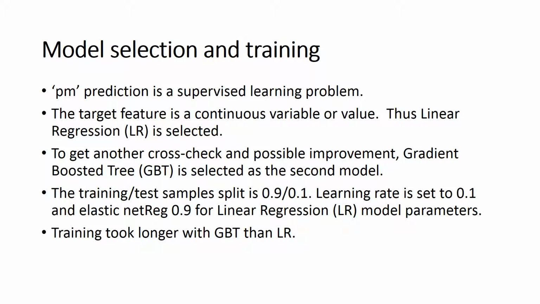The training and test sample split is a change from the default of 0.8 to 0.2 to 0.9 to 0.1, and I tuned the learning rate to 0.1 from 0.3 and the elastic net regularization parameter to 0.9 from 0.8, giving it a little bit more lasso effect, for the linear regression model. And the training took more resources and longer with GBT or gradient boosted tree than linear regression.